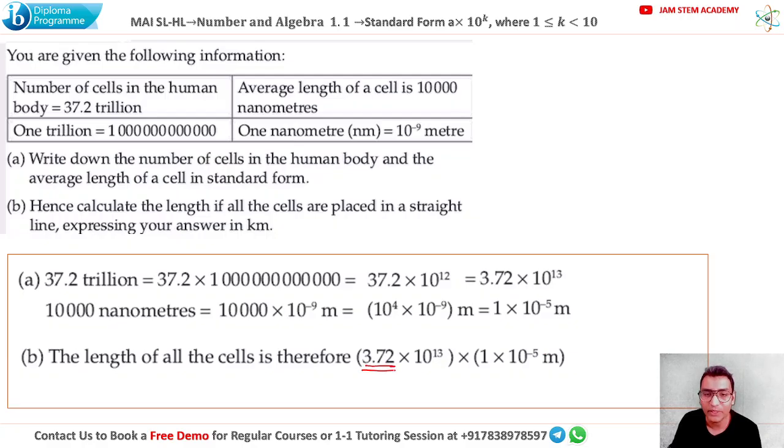So let's find this value by multiplying these. So 3.72 times 10 to the power 13 multiplied by this 1 times 10 raised to power negative 5 meters. Now look at the powers. Power is 13. Power is negative 5. So when these two get multiplied, powers get added up. 13 minus 5 gives 10 to the power 8. After that, 3.72 stays as it is because this is 1. There is no effect on that. So can I write it as 3.72 times 10 to the power 8? And that's my answer in meters.